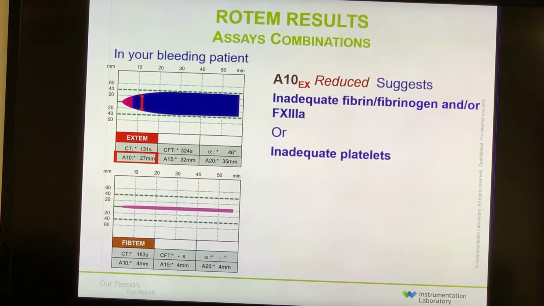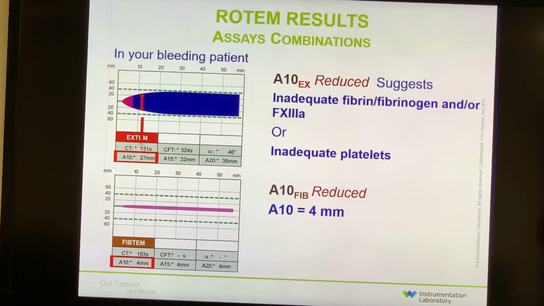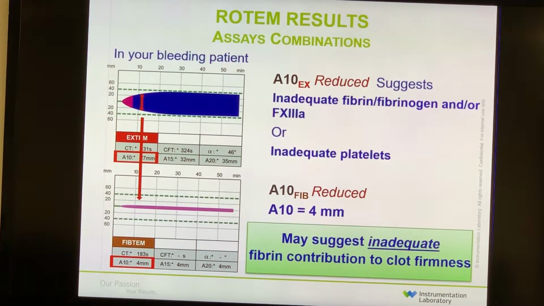See it's 27, so fibrin, platelets. Go to your FIBTEM, that is that pure fibrin clot. You see your A10 is 4. Typically double digits for the amplitude in FIBTEM, so 4 would be low. You'd be able to say there's definitely a need for fibrin.